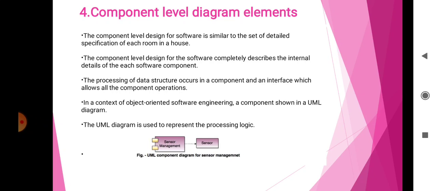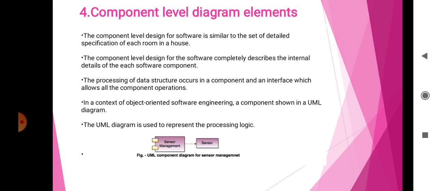Every other detail is associated with a room. For example, the component level designs for software fully describe the internal details of each software component. To accomplish this, the component level designs define the data structures for all the local data objects, algorithm details for all processing that occurs within a component, and an interface that allows access to all the component operations, that means behaviors. Within the context of object oriented software engineering, a component is represented in a UML diagram.